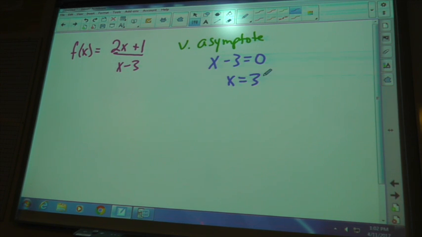Well, in this case, x is 3, right? So we know that at 3, 1, 2, 3.